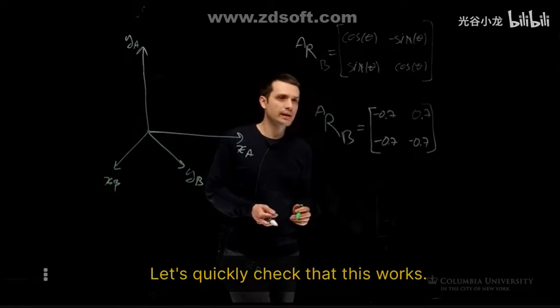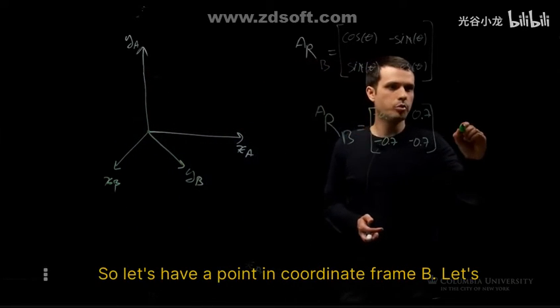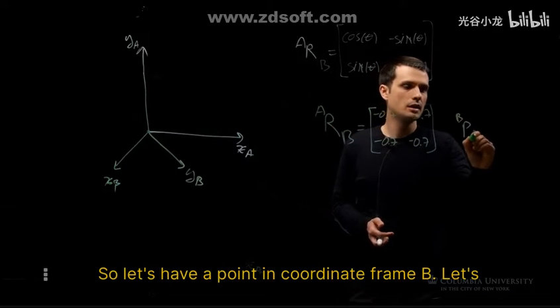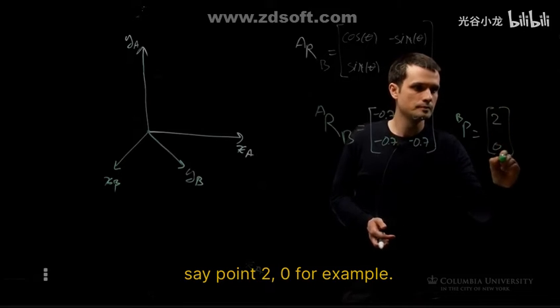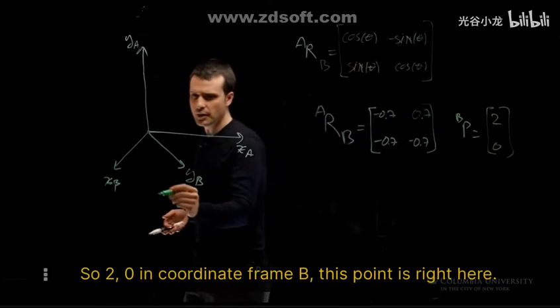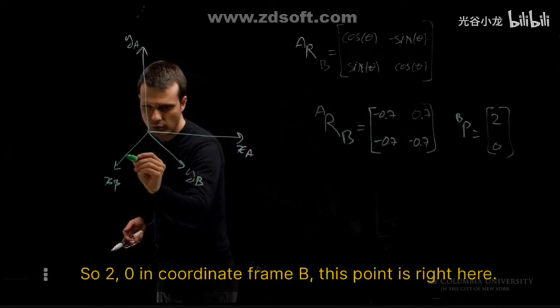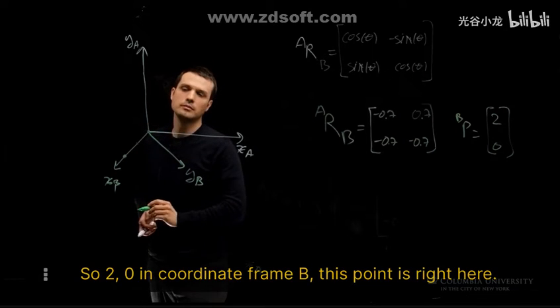Let's quickly check that this works. So let's have a point in coordinate frame B. Let's say point 2, 0, for example. So 2, 0 in coordinate frame B, this point is right here. So this is P.